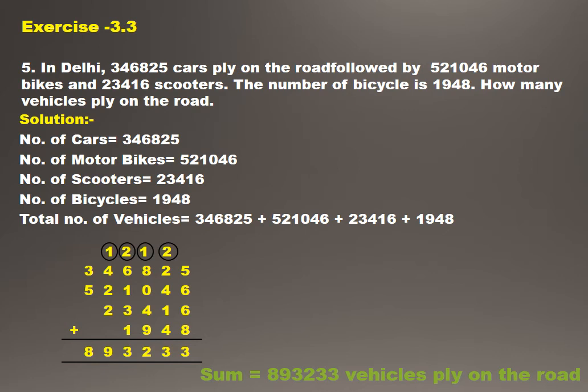So what is the number? What is the total number of vehicles ply on the road? 8,93,235. This is the answer. Okay.